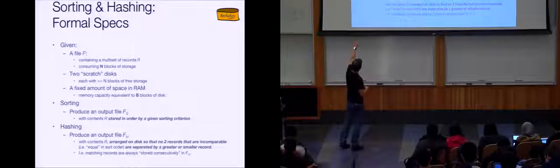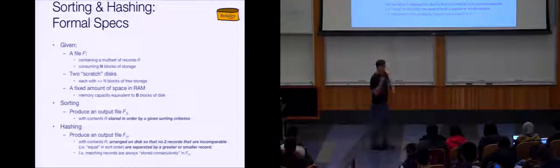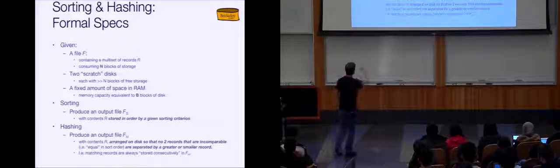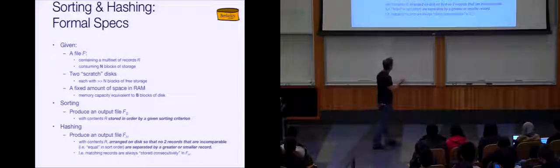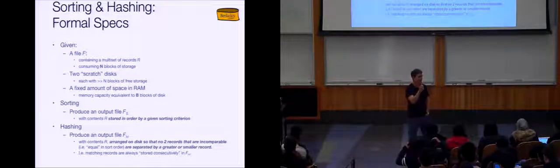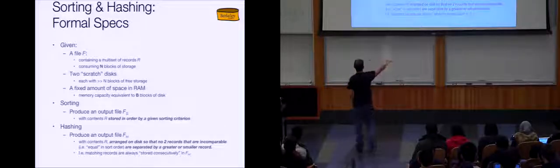So for sorting, here's our goal. We're going to be given an input file, F. We're going to produce an output file, a new file, FS. Okay? And this new file is going to have the contents R, that multi-set of records, sorted in some order, where the order is some arbitrary sorting criterion based on fields and records or something like that. Okay? So we're going to generate a new output file.